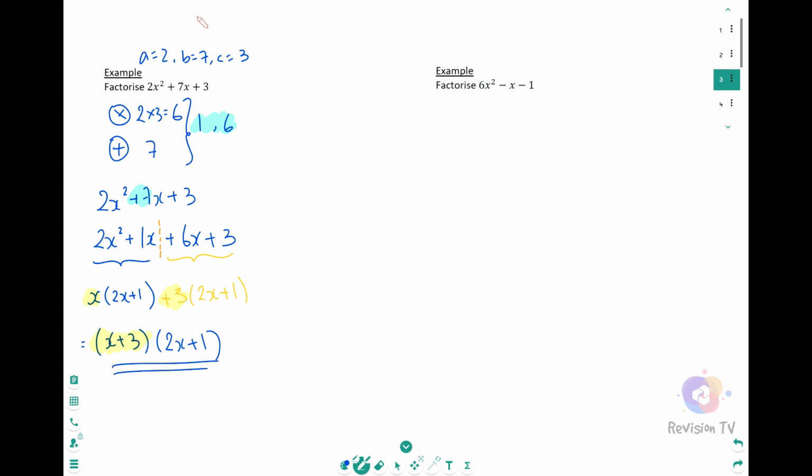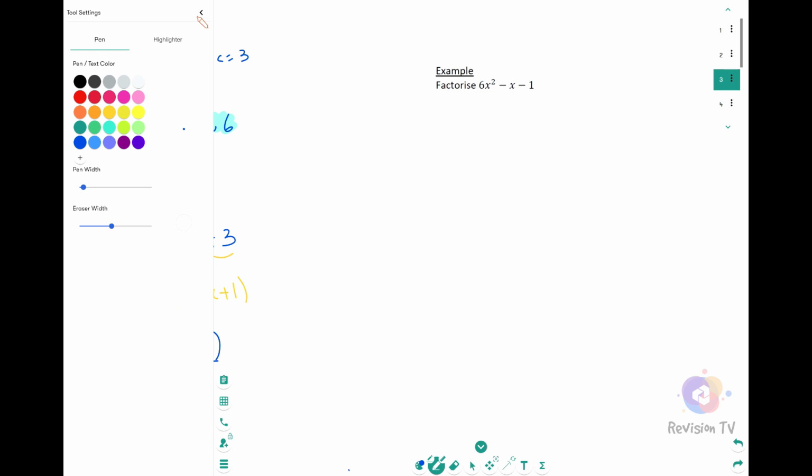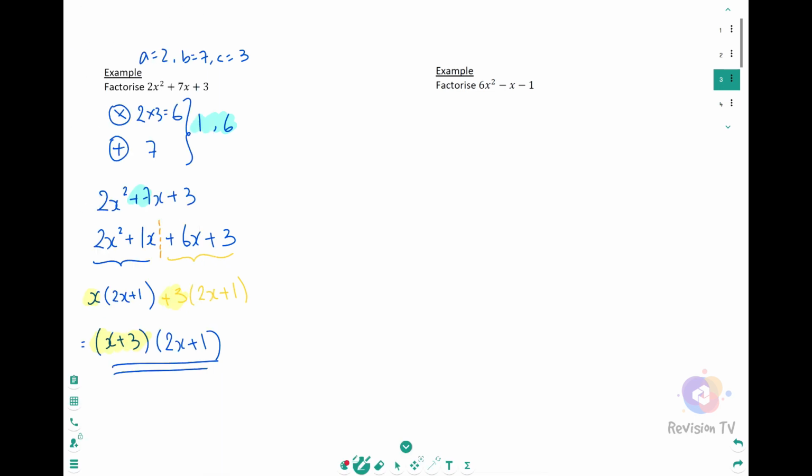Okay, double check. To double check our answer, we should expand the bracket. You should always do this step if they ask you to factorize: expand. So x plus 3 times 2x plus 1. x times 2x is 2x squared. x times 1 is x. 3 times 2x is 6x. 3 times 1 is 3. Simplify the like terms in the middle: 7x plus 3. Does it match? Yes, it matches, so it works.